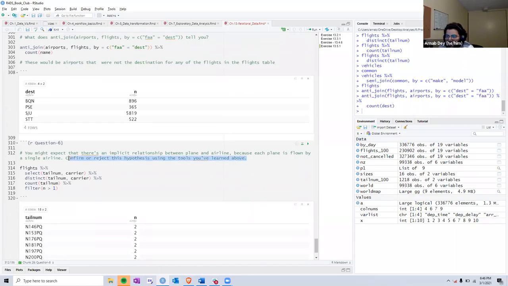The last question is, you might expect that there is an implicit relationship between plane and airline because each plane is flown by a single airline, which makes sense. Confirm or reject this hypothesis using the tools you have learned above. So ideally every tail number should have a one-to-one match with the carrier. Let's say United Airways is flying a tail number, there should be a one-to-one match. It should not be the case that one plane is flown by a different carrier. That does not make sense.